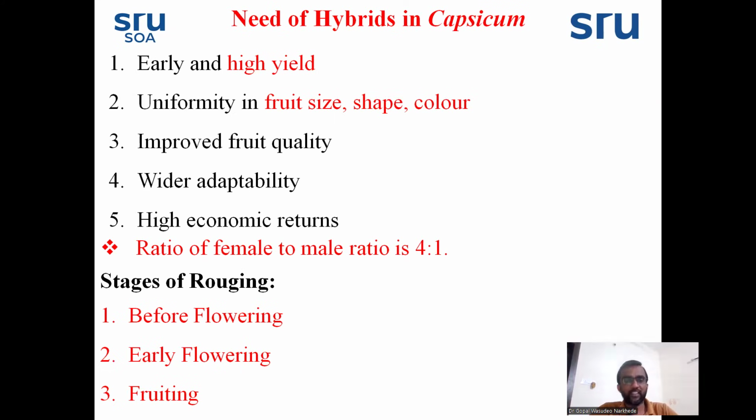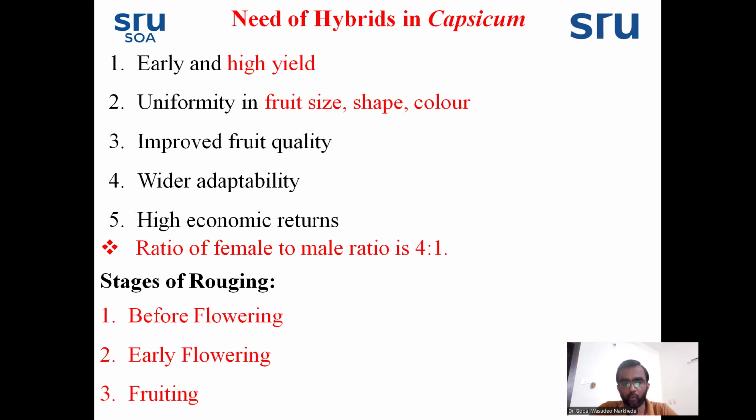So now for seed production, you need to plant female to male in a ratio. The ratio of female to male is 4:1 for seed production. Then what are the different stages of rogging?